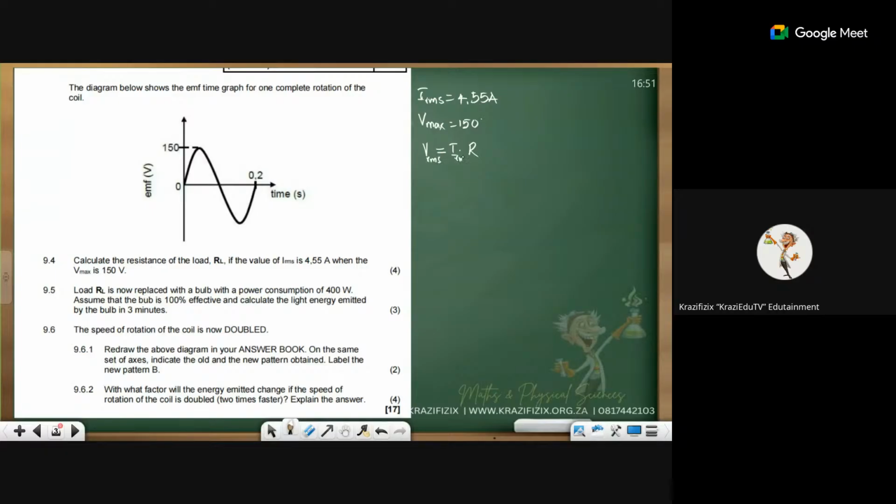RMS. I cannot use Vmax and IRMS. I have to use RMS across. So my VRMS, if we check our formula page, is V maximum over what? Root 2, which is 150 over root 2. Lovely. Can I bring that there now? What would that be? 150 over what? Root 2. Do I know IRMS? Yes. 4.55 times what? R.